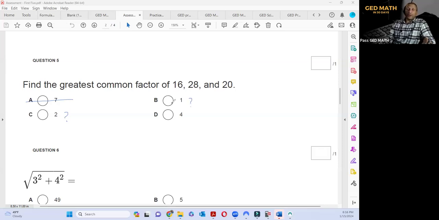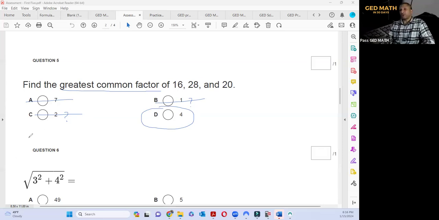But now, if we want the greatest common factor and 1 and 2 are both factors, we know it can't be 1 because 2 is higher than 1. So let's look at 4. 4 goes into 16, 4 goes into 28, 4 goes into 20. Now we know the correct answer is 4. That's a quick way to use the multiple choice to find the greatest common factor.